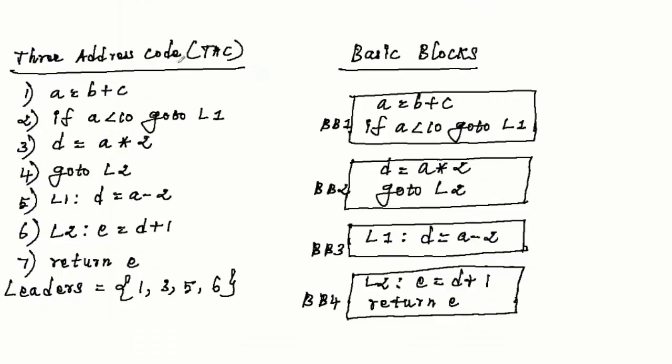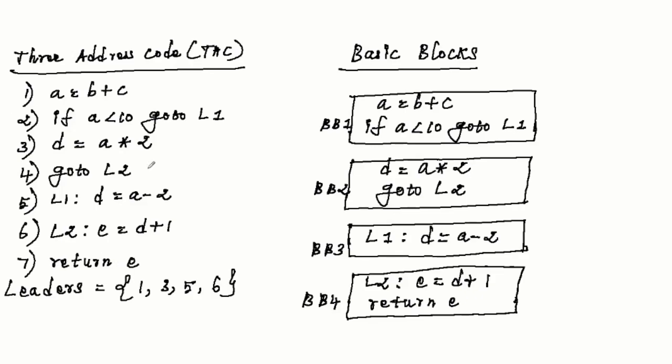Let's take a simple example, three address code. A equal to B plus C. If A less than 10, goto label 1. D equal to A into 2. Fourth line, goto label 2. Next, fifth line, label 1, D equal to A minus 2. Label 2, E equal to D plus 1. In the 7th line, return E.